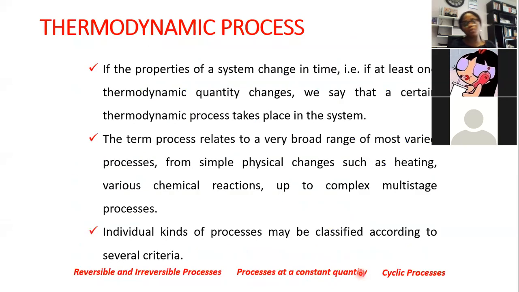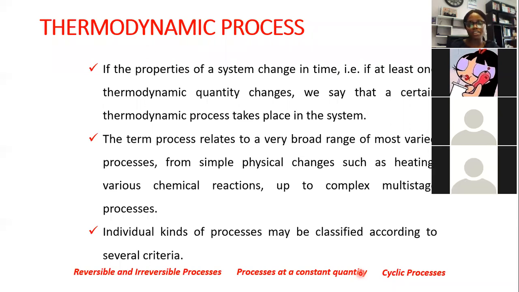Now, thermodynamic process. In thermodynamic process, we can have a reversible and an irreversible process. If the properties of a system change in time, that is, if at least one thermodynamic quantity changes, we say that a certain thermodynamic process takes place in the system. The term process relates to a very broad range of most varied processes, from simple physical changes such as heating, various chemical reactions, up to complex multi-stage processes.